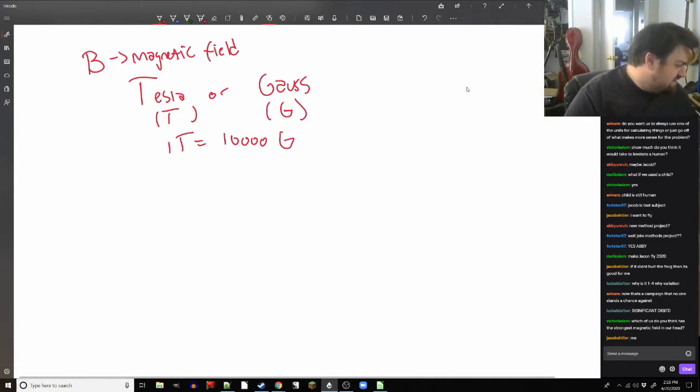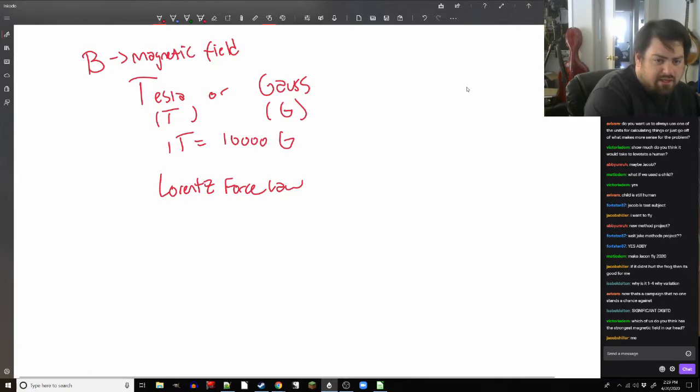Let's get back to the actual physics. Where the heck was I? Oh yeah. Okay. I wanted to show you the force law for magnetism. It's called the Lorentz force law. It's pretty simple.